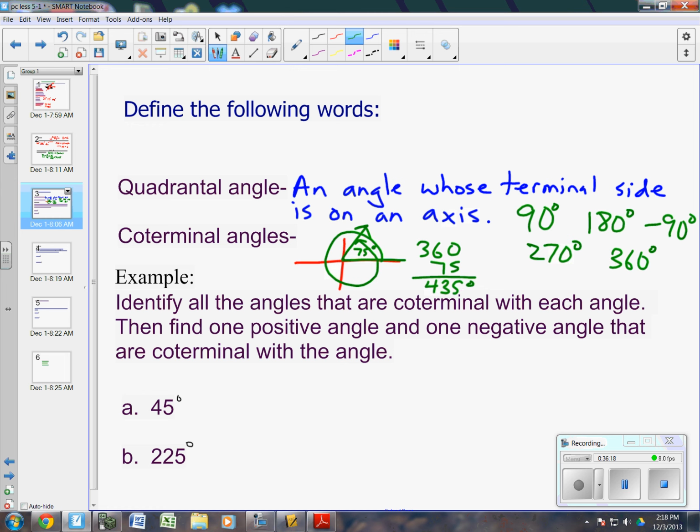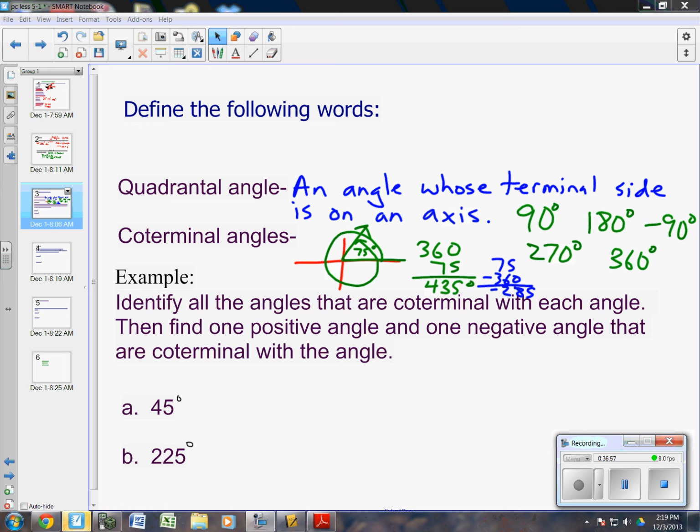Now, let me ask you this. What is a negative angle that's coterminal to 75 degrees? Discuss that in your groups. When your group has it, everybody in your group raise your hand. Talk about it. For the 75-degree angle, all you do is go 75 minus 360, and what did you get? Negative 285. There is a negative angle.